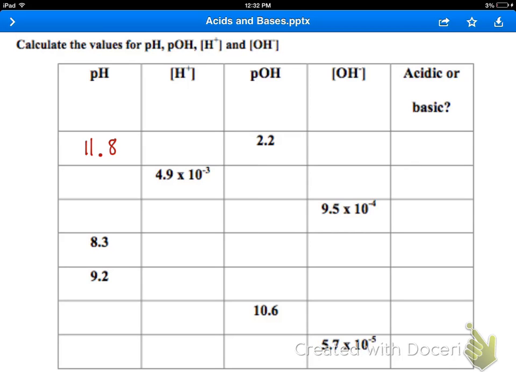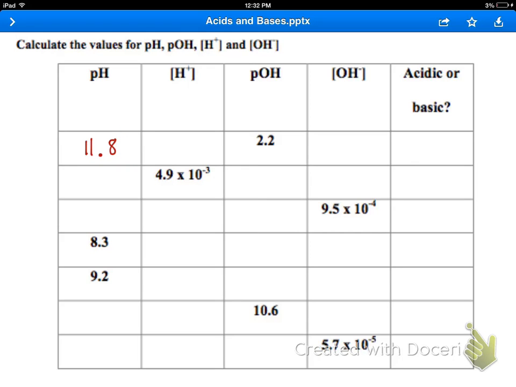The first thing we can see is that because we have the pOH, we can use that to calculate the pH. And then we'll see next, once we have the pH, we can use that number to get the H plus. And then we can use the pOH to get the hydroxide. And we are going to use the pH column to figure out if it's acidic or basic. So looking over here, 11.8 for pH means that this is going to be a basic solution.